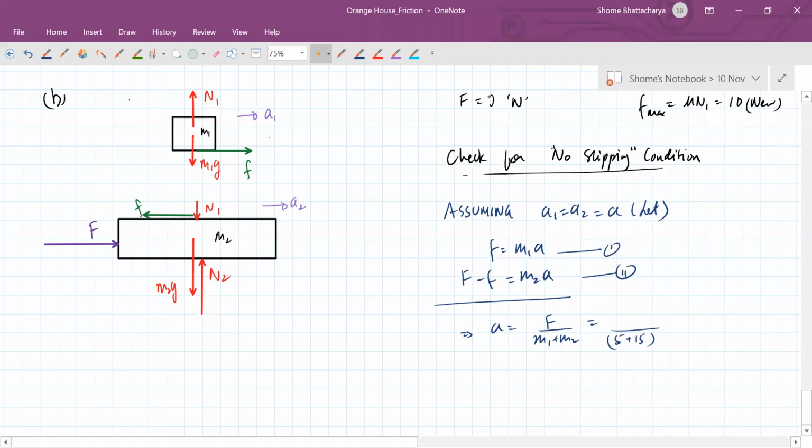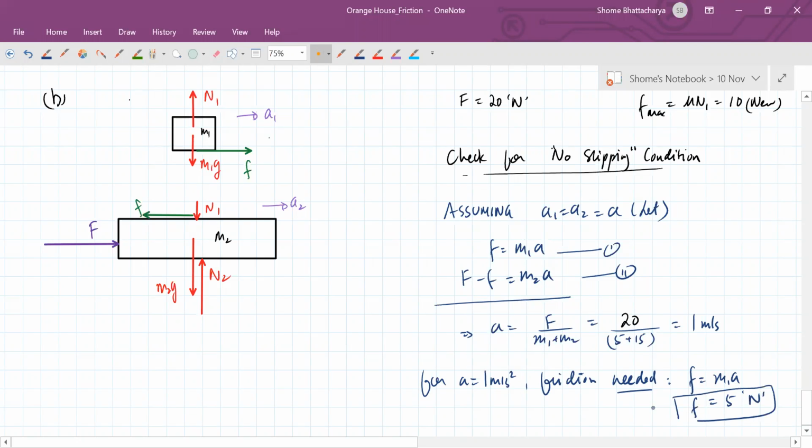Second part में कितना था, ये 20 newtons. So the common acceleration would be 1 meter per second square. Now for A equal to 1 meter per second square, friction required is equal to M1A. So that is equal to 5 newtons. This is the amount of static friction required because the two blocks are at rest with respect to each other. So it is static friction. It's not kinetic friction. So this we have to now check against this.